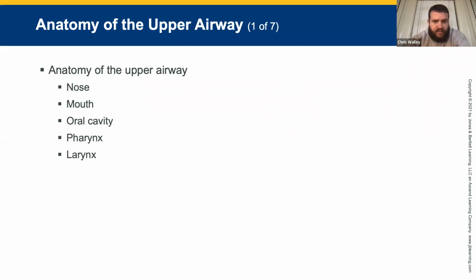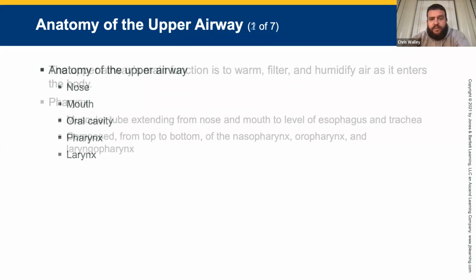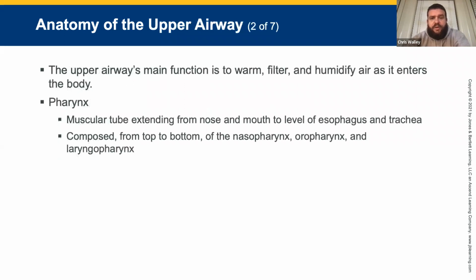All right, again, the upper airway. We have the nose, the mouth, the oral cavity, the pharynx, and the larynx. Then we talk about the main functions of the upper airway, which are to warm, filter, and humidify air as it enters the body. So remember, that is what your nasal hairs are for. It filters the air, it helps warm it, and it adds moisture as it goes down into the airway system.